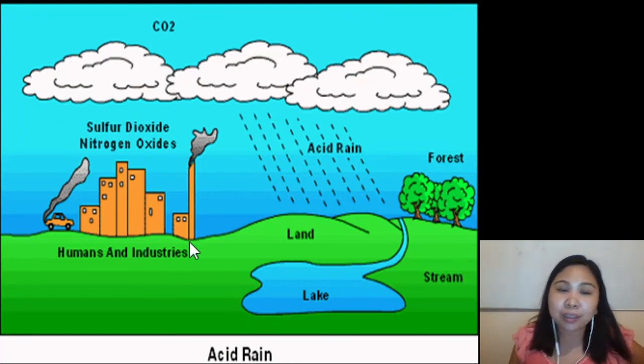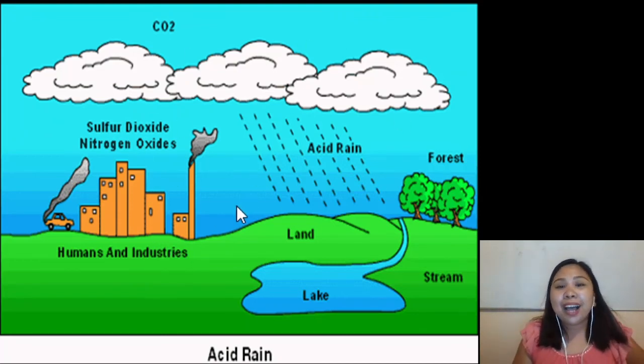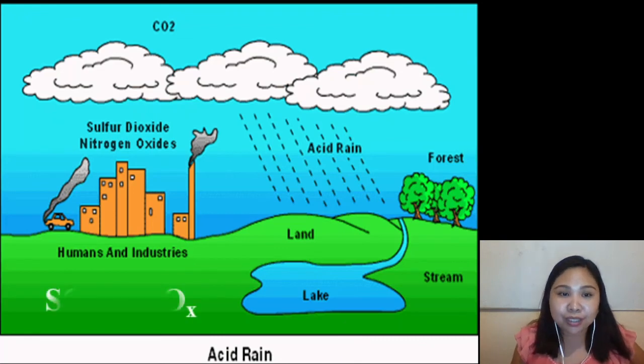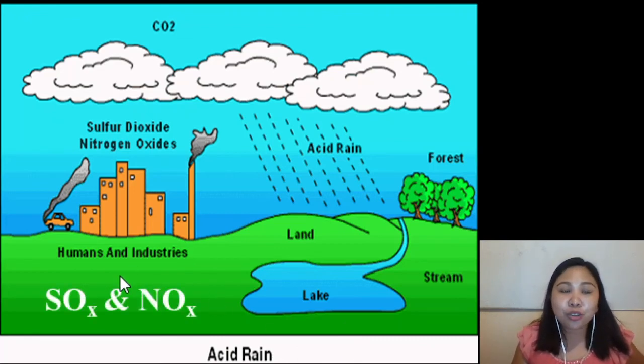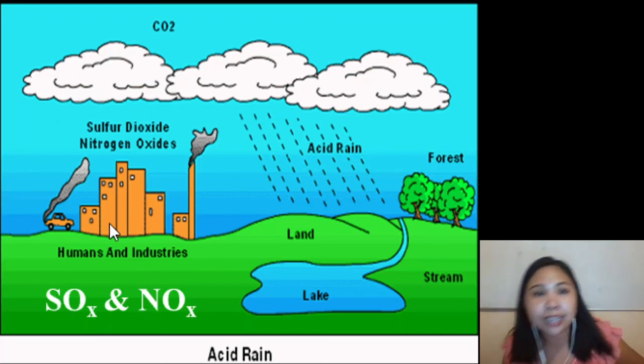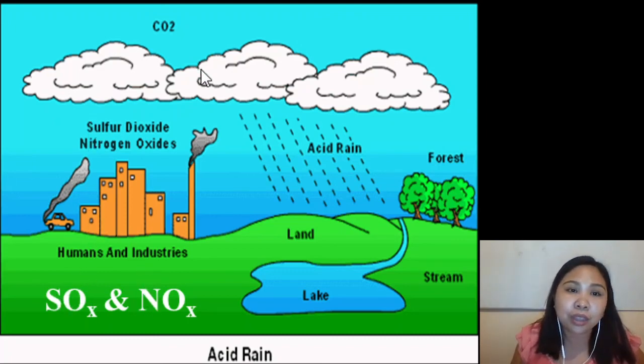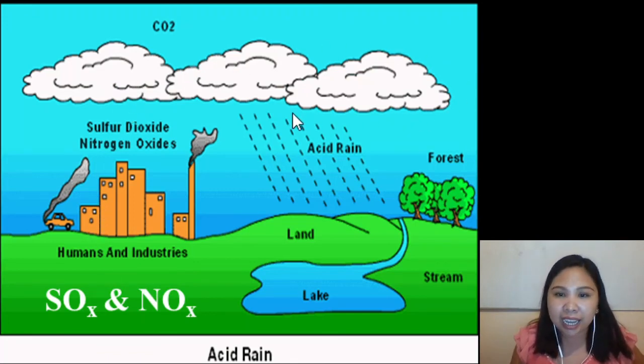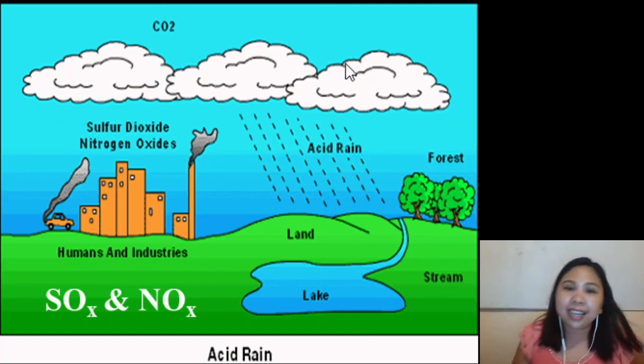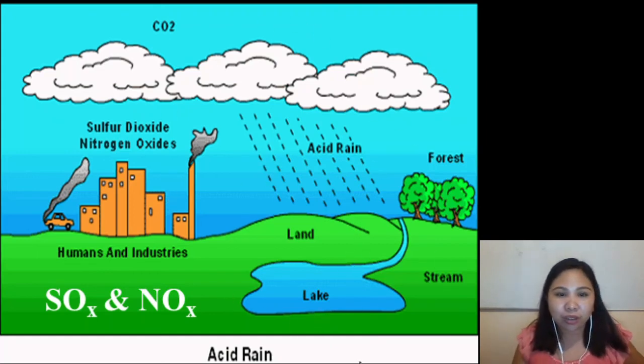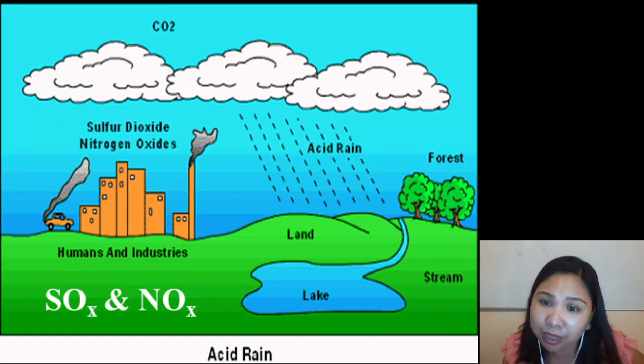Okay, so this is a picture of how acid rain is being produced. Remember, SOx and NOx, sulfur dioxide and nitrogen dioxide. Naghalo sila through chemical reaction. So, nagkaroon ng acid rain. Tapos, iuulan siya, so magiging part na siya ng surface. Magiging part na siya ng body of water.